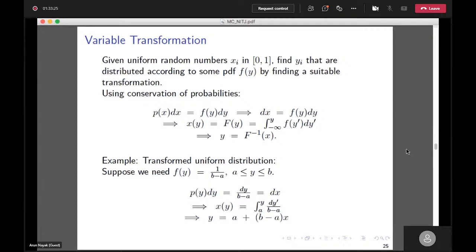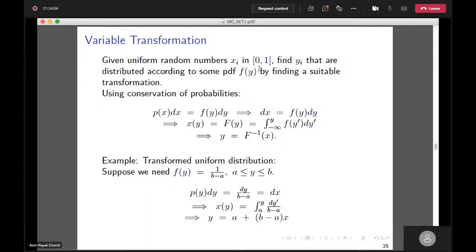Now let's see. Till now, what we discussed is uniform random numbers, or random numbers with a uniform PDF. Now, how do we go from a uniform PDF to a PDF of a desired shape? Suppose we want a PDF that is not uniform, not between 0 and 1, but between A and B, or we want a Gaussian PDF or an exponential PDF, right? So how do we generate such numbers?